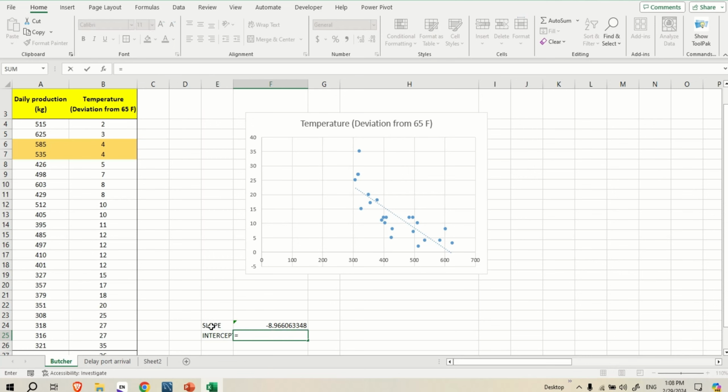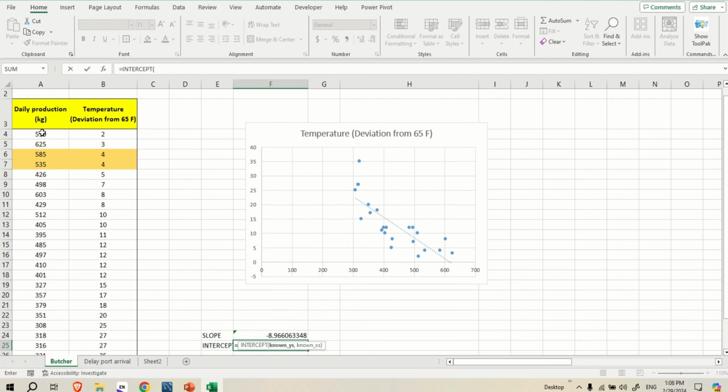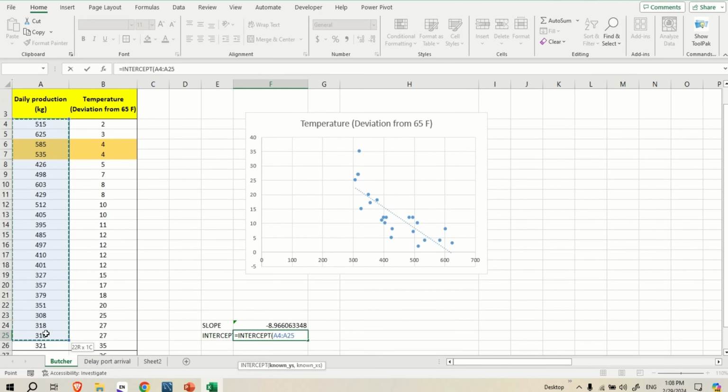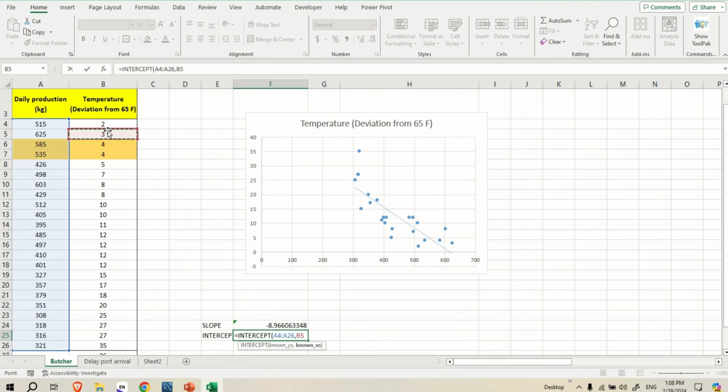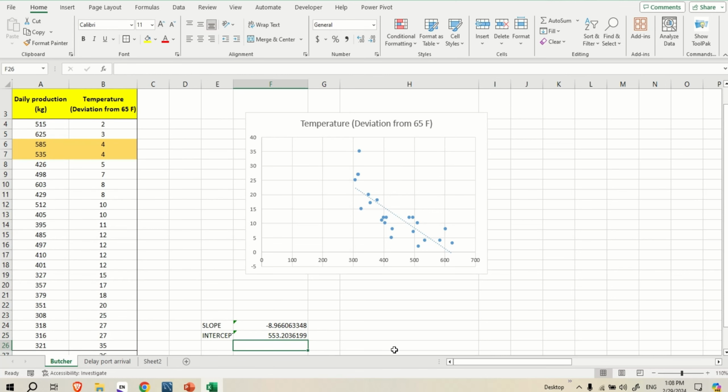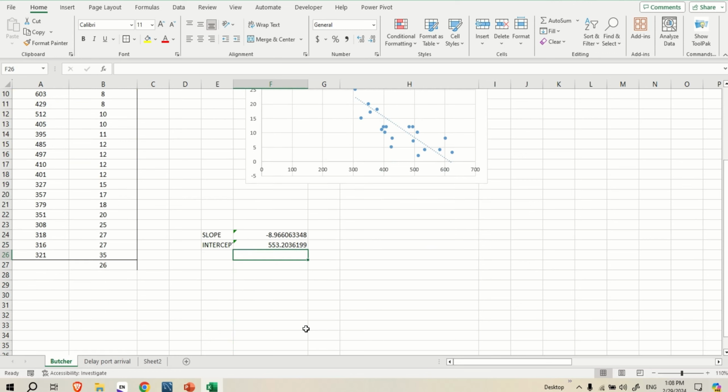So we get our intercept, which is equal to, again, Excel has the formula for us. The intercept, the known y's, our daily production, and then our known x is our temperature deviation, right? So this is our intercept, right?